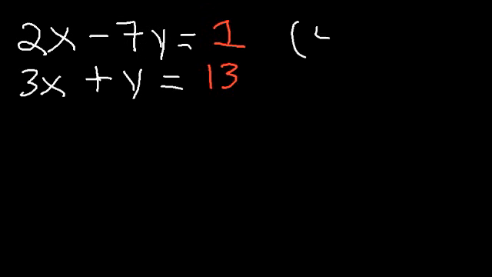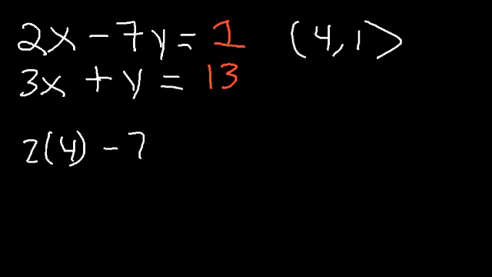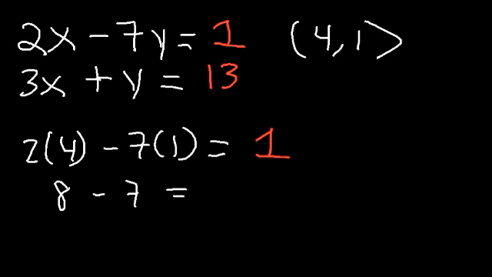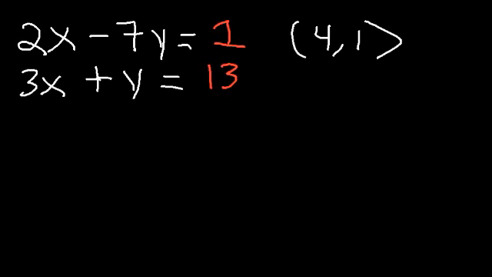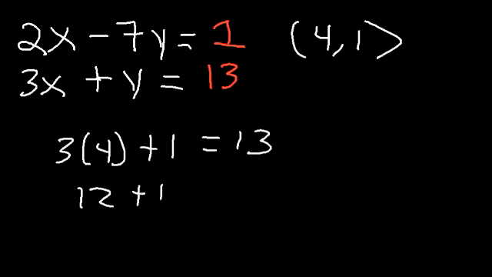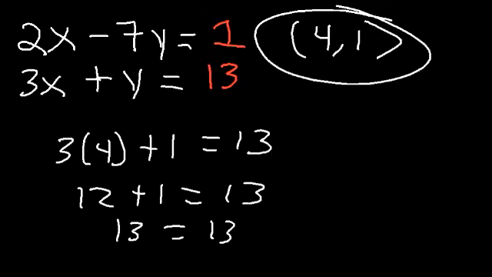Now just to make sure that it's correct, let's test it to see if it's going to work with the two equations that we have. So let's plug in 4 and 1. x is 4, y is 1, and let's see if that's going to be equal to 1. 2 times 4 is 8, 7 times 1 is 7, and 8 minus 7 is indeed equal to 1. So it works for the first equation. Now let's test the second one. It's going to be 3 times 4 plus 1, and 3 times 4 is 12. 12 plus 1 is 13. So this is the correct answer to the problem.